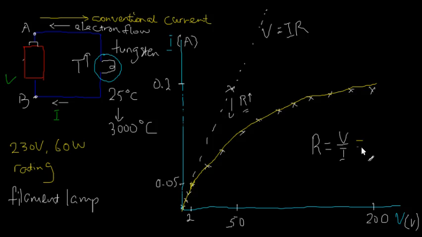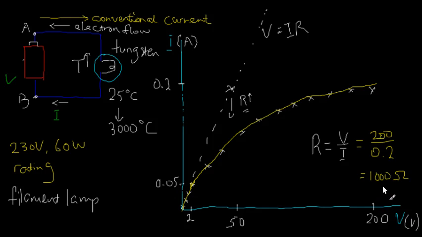We then substitute in the values of voltage and current at this point. When the voltage is 200 volts, the current is 0.2 amperes. And we can calculate that. The answer is 1000 ohms. Now I'm just using very rough values here, but these values are not so far from the actual values in a real light bulb.